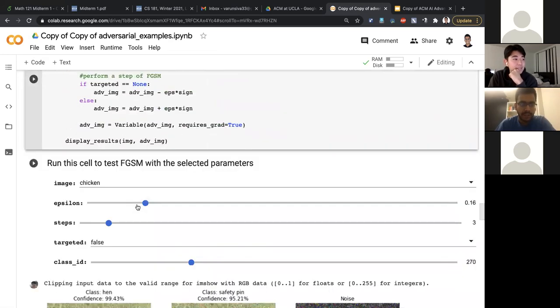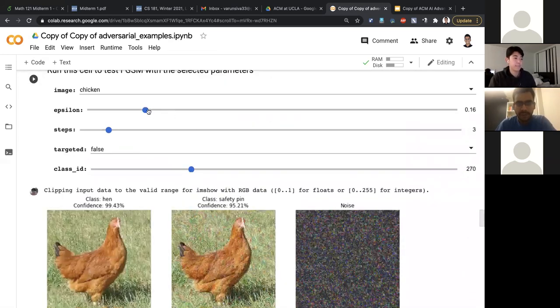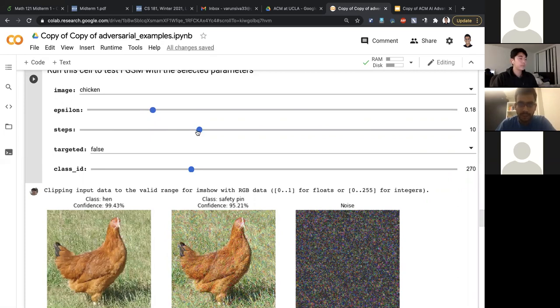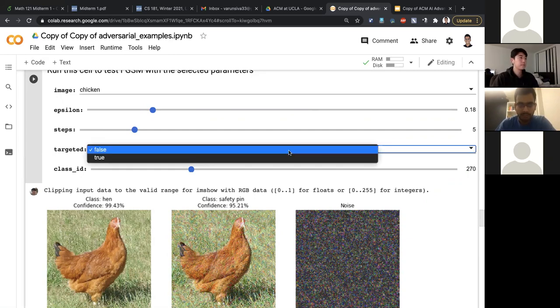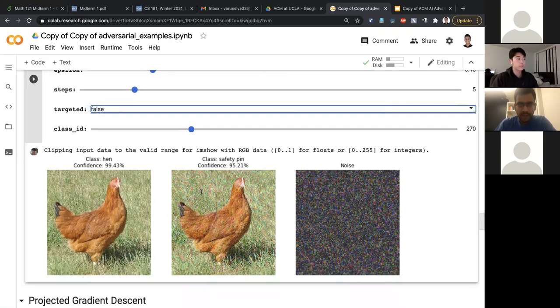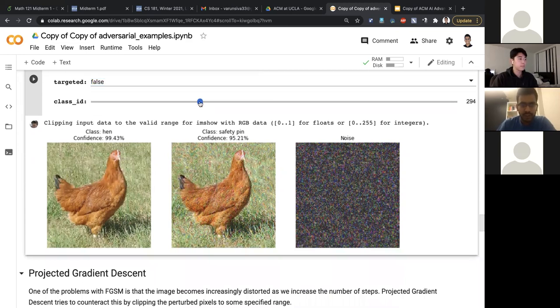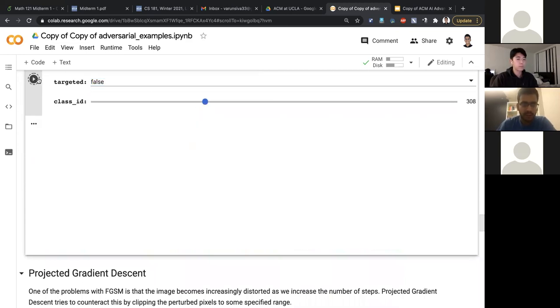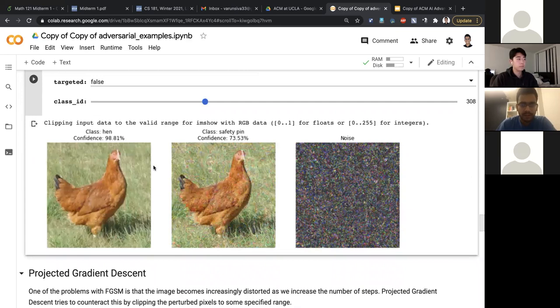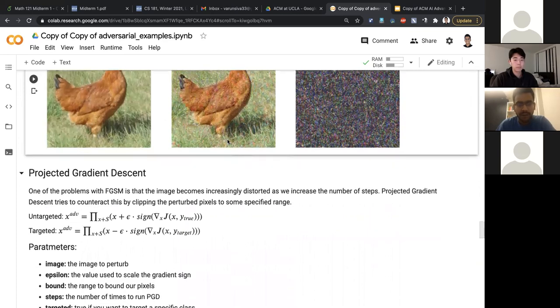You can also try FGSM. And here you can basically play around with the parameters. So you can make epsilon as large as you want or as small as you want. Here, if you make this 10, this corresponds to PGD 10. You might want to try something like PGD 5. Yeah, and you might also want to change which class that you're targeting. And yeah, this hen is now a safety pin, apparently.